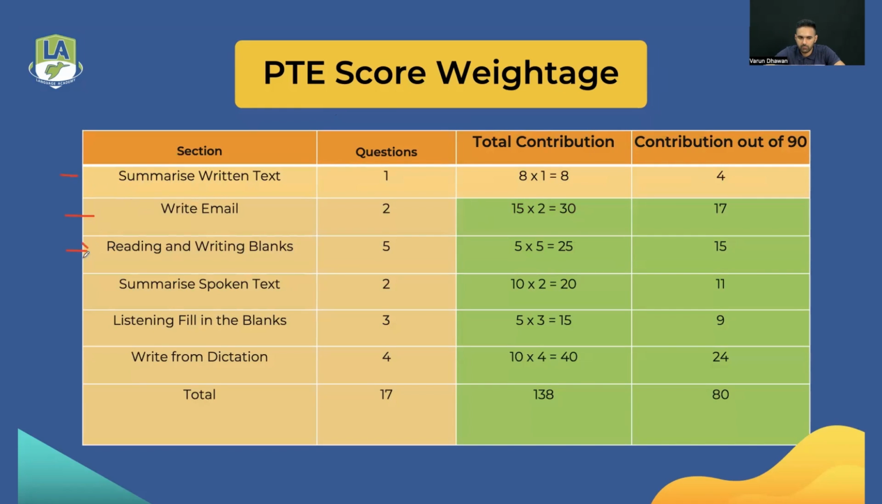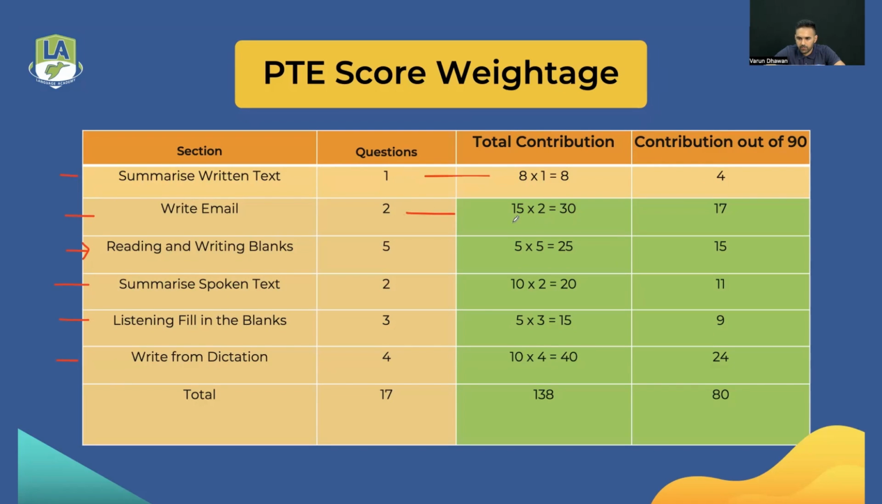Reading and writing blanks from the reading module will give you points in writing. Then listening: summarize spoken text, listening fill in the blanks, and write from dictation. These three question types are from the listening module and will give you points in writing. One summarize written text is 8 points.